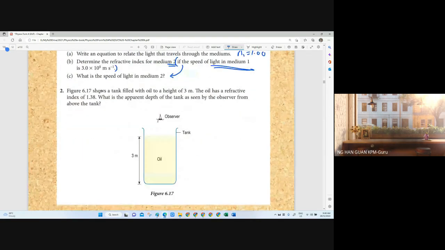All right. And then, what is the apparent depth of the tank seen by the observer from above the tank? Okay, so the tank is filled with oil with a height of 3 meters. The oil has the refractive index 1.3x. Right, so this is the real depth. When you apply 1.3x, it will equal 3 over the apparent depth. So the apparent depth will be 3 over 1.3x. So definitely it will be less than 3 meters. So this is the apparent depth. Okay, so this is a simple calculation.